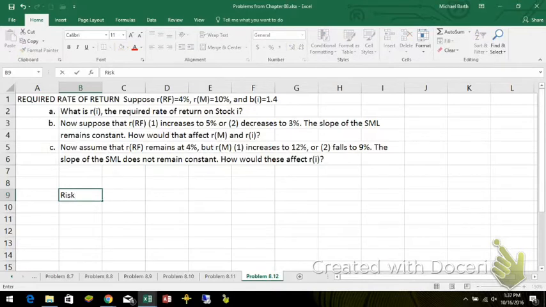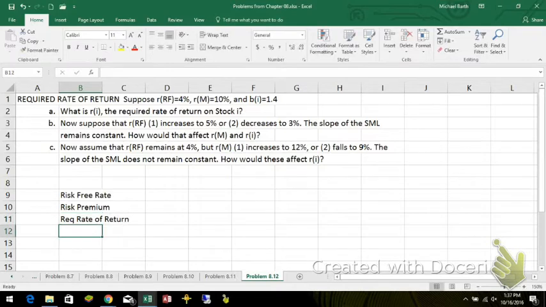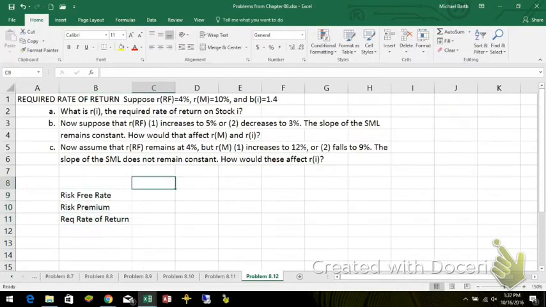The risk-free rate is given to us. We need to calculate the risk premium, and then the required rate of return will be the sum of those two numbers. If I start with the market, and then I want to calculate these numbers for stock I.